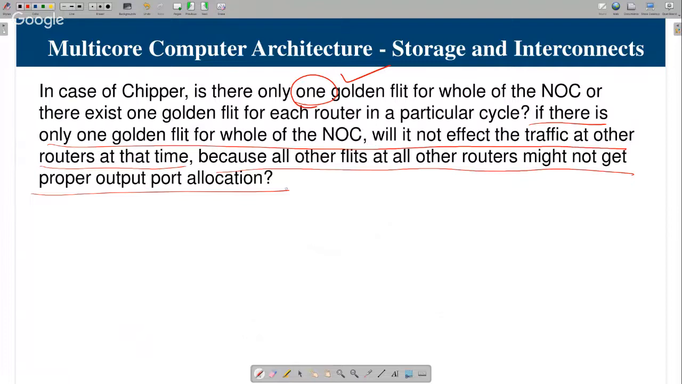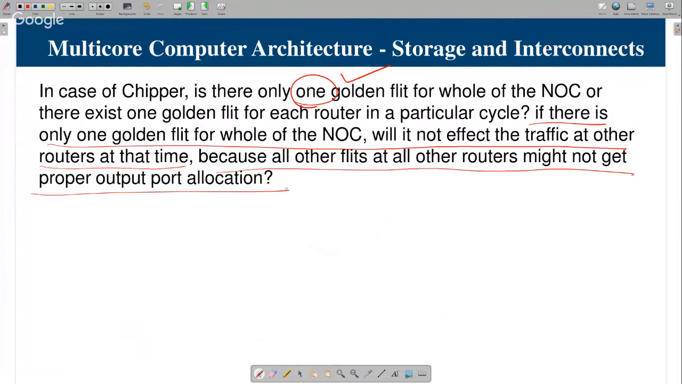For others who have not been comfortable with this question, I will rephrase it once again. Is there only one golden flit in the network? Yes. If there is only one golden flit, what about the remaining routers? At any point of time, only one router can handle the golden flit. All the other routers will be handling only non-golden flits. For those routers handling non-golden flits, there is no priority mechanism. All the flits are equal, and that may result in more deflection.